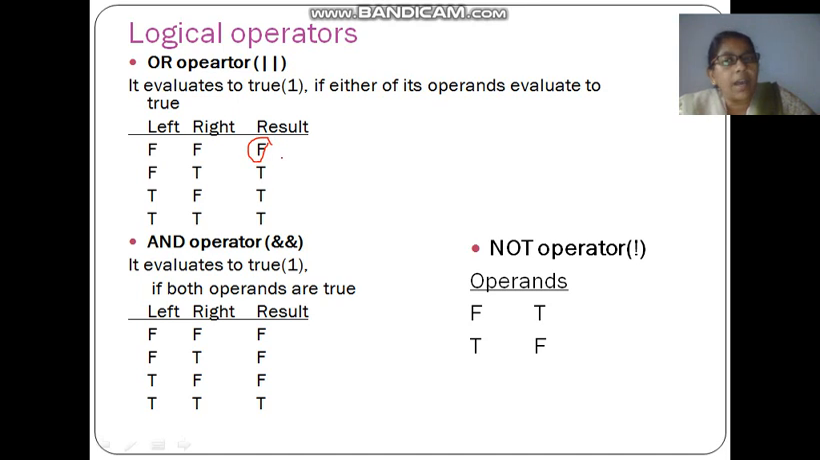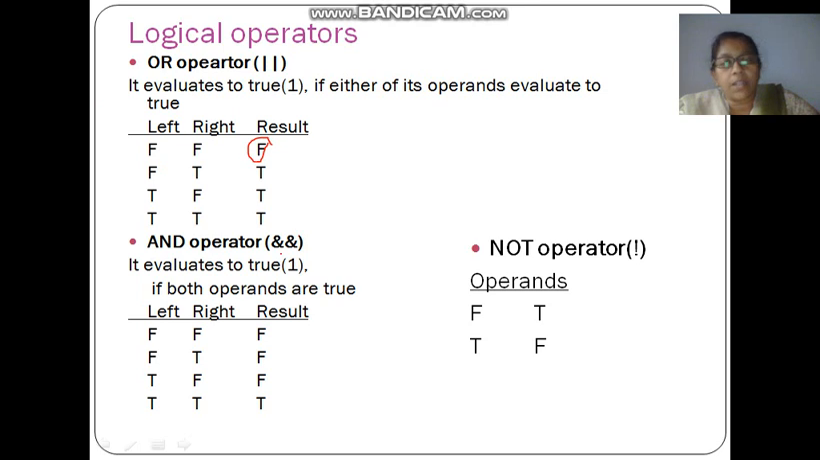Then let's look at the or operator. The symbol used for this is two pipe symbols. You can see that pipe symbol on the keyboard below the backspace key. Okay, so not the space bar, the backspace key. There you can find the pipe symbol. These two pipe symbols are used for representing the or operator.